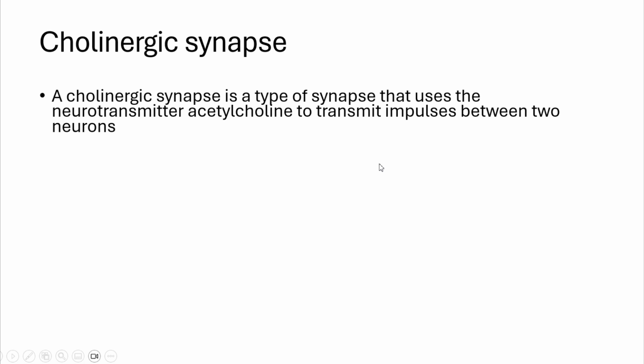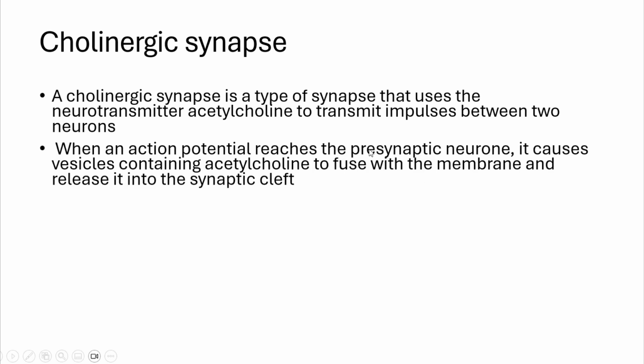A cholinergic synapse is a type of synapse that uses the neurotransmitter acetylcholine to transmit impulses between two neurons. In the test, you can either say neurotransmitter or name it acetylcholine. It's not really needed, but it's common though. When an action potential reaches the presynaptic neuron, it causes vesicles containing acetylcholine to fuse with the membrane and release into the synaptic cleft.